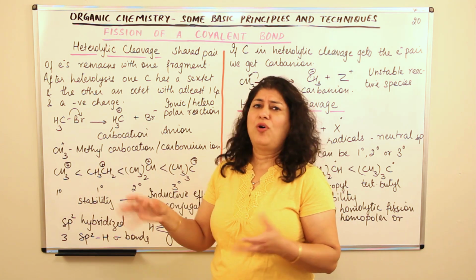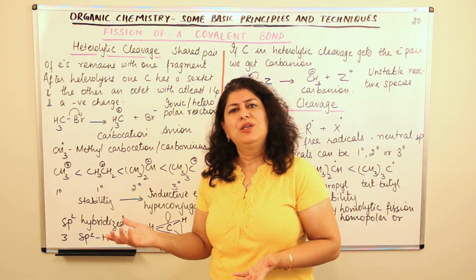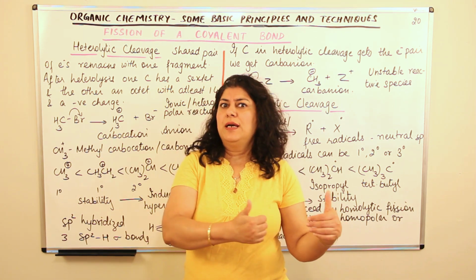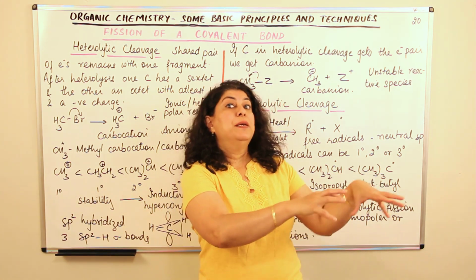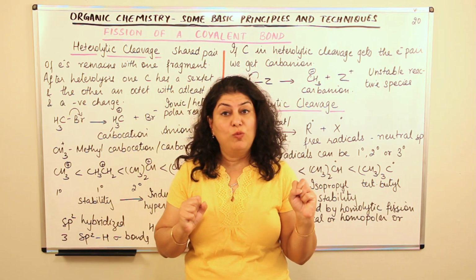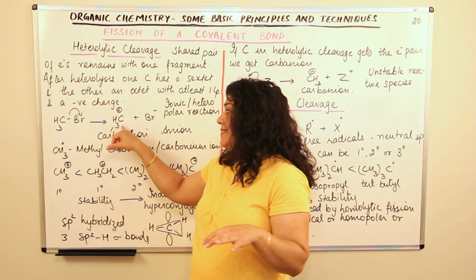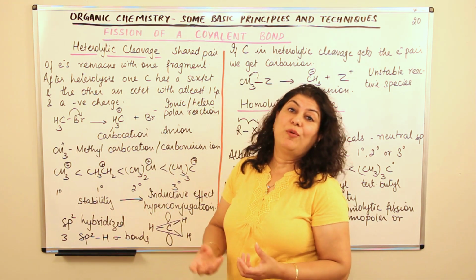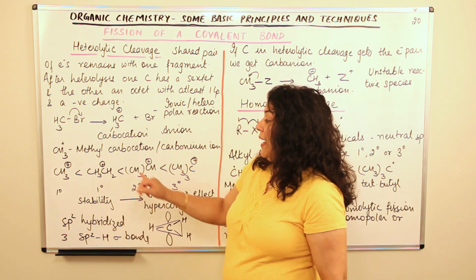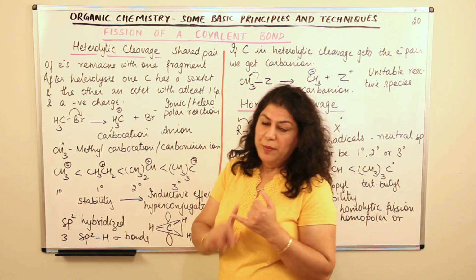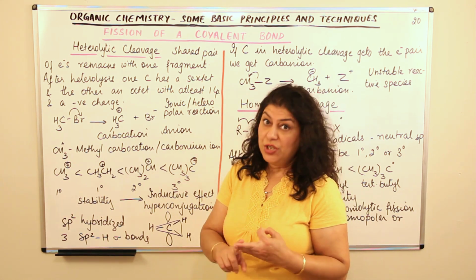If the product that is formed is not stable, why would it form? Why do you study? So that you get educated, and that provides a kind of stability in your life in the form of your profession, in the form of your affluence or whatever. So the greater the stability, the more are the chances of the formation of that ion. And what do we see? That the carbocations, if we classify them, could be primary, secondary, or tertiary.